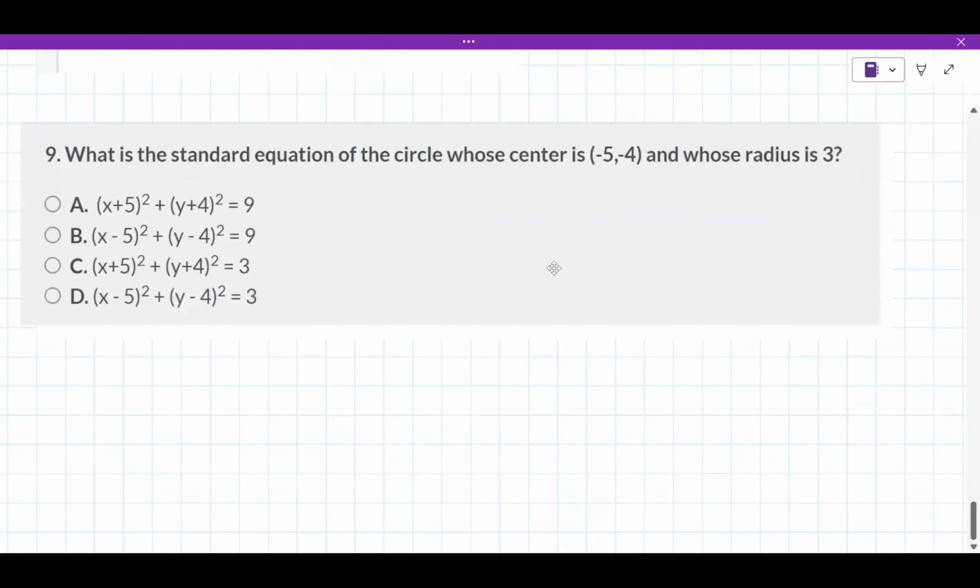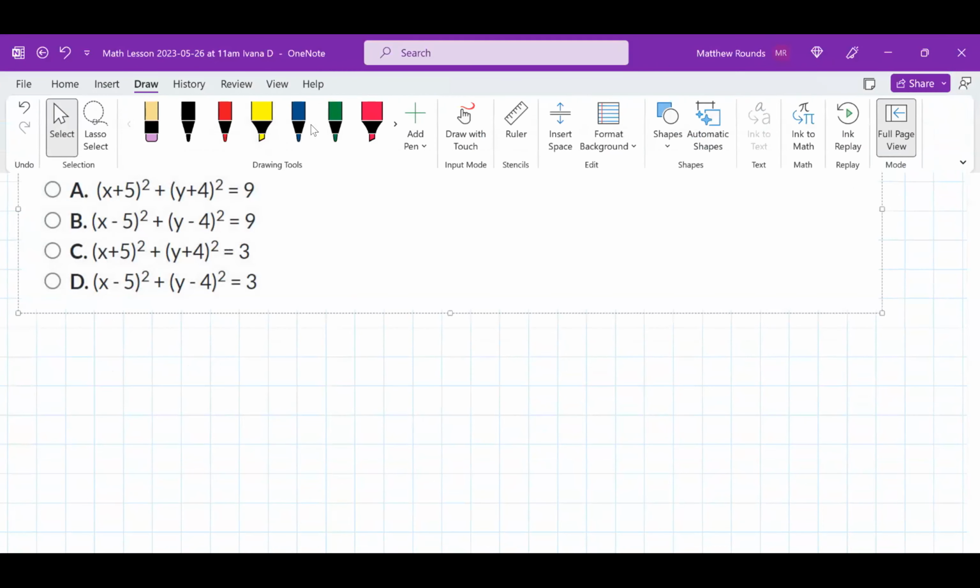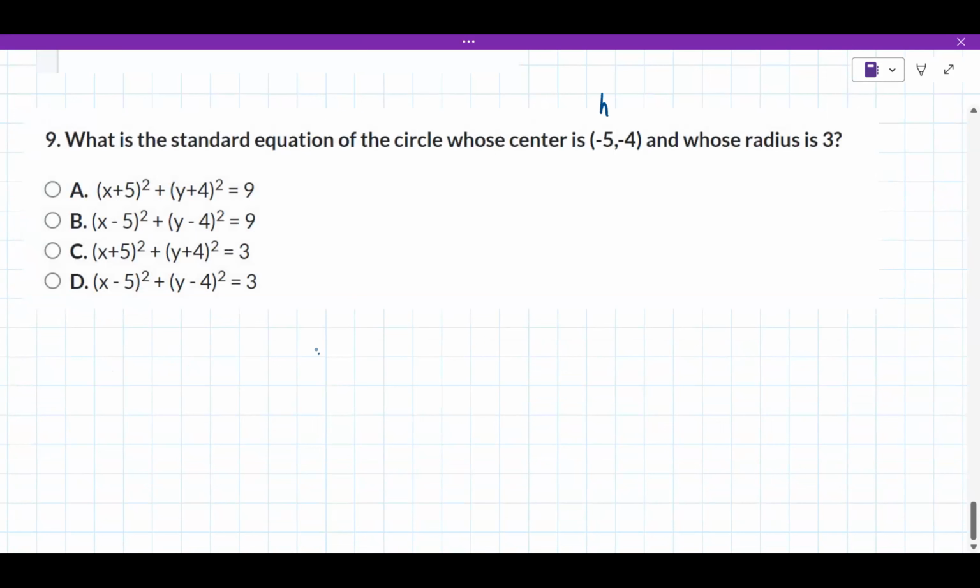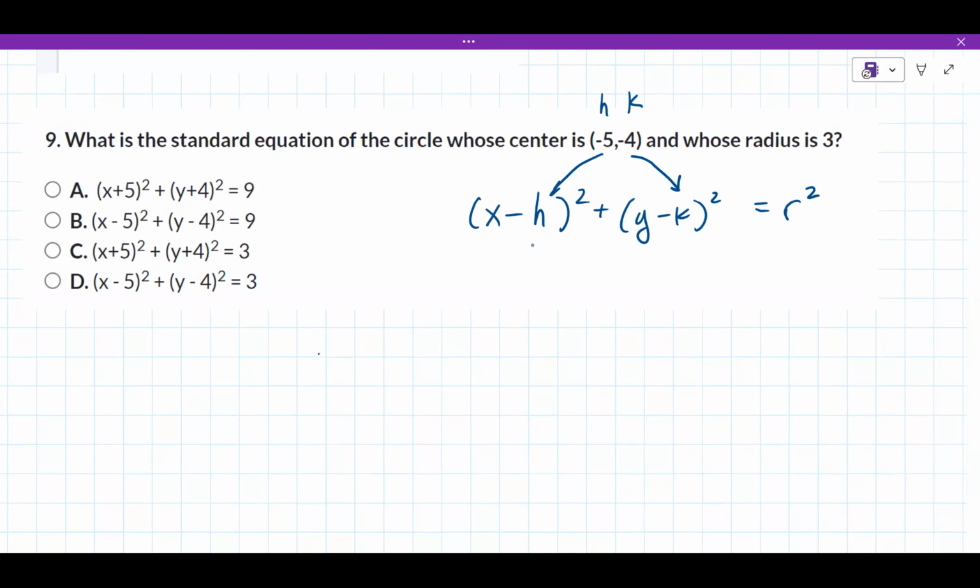So here we go. What is the standard equation of the circle whose center is -5, -4? So this is h and k, and it's x minus h squared plus y minus k squared equals r squared. This is the equation of the circle. So I'd like you to substitute. Well, actually, I messed this up already. Why did I write 5? Okay, that is not right. It is not 5. It is h. So I want you to put -5 in for h and -4 in for k, and then 3 in for r, and tell me which one you come up with.